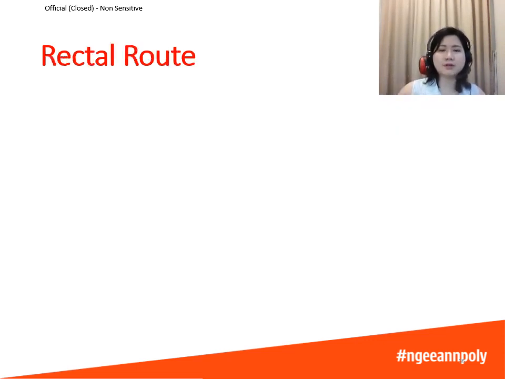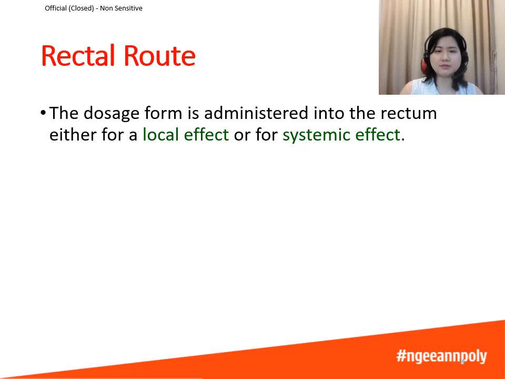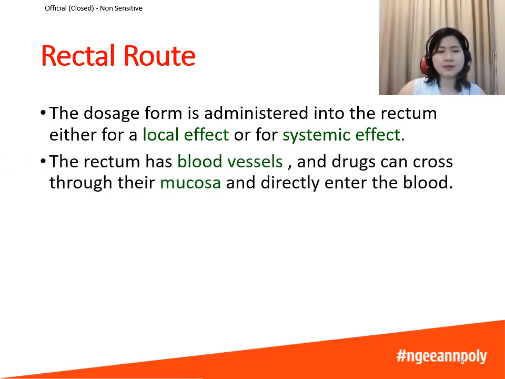Another enteric route of administration is the rectal route, where the dosage form is administered into the rectum. It can be used for a local effect, for example, to administer laxatives which work on the large intestine. It can also be used to administer drugs with systemic effect, for example, paracetamol, which is used for pain relief and fever. The rectum has blood vessels, and drugs can cross through the mucous membrane directly into the blood.